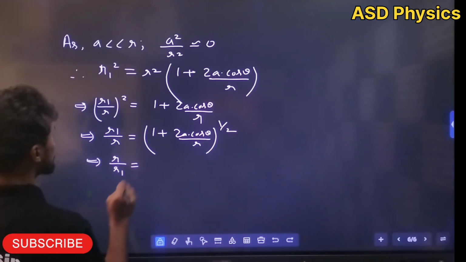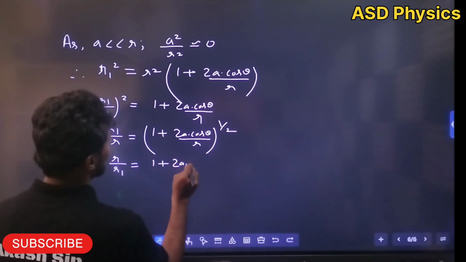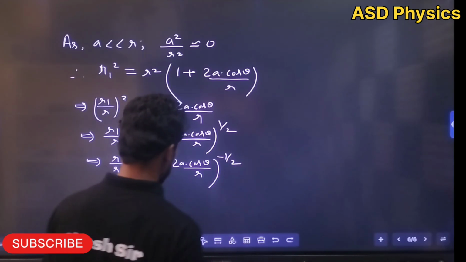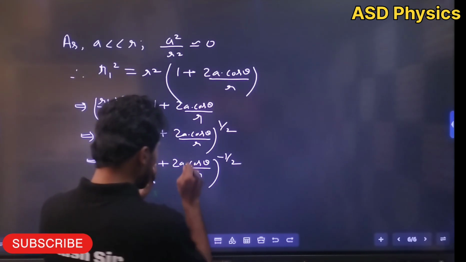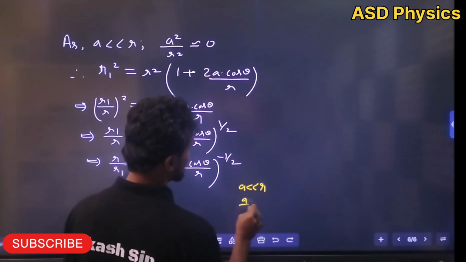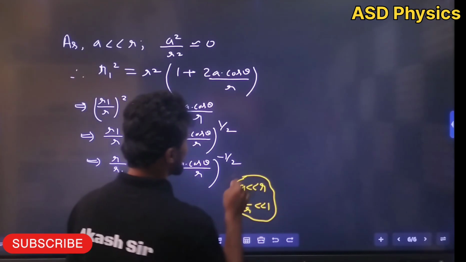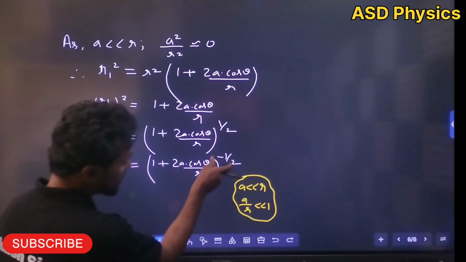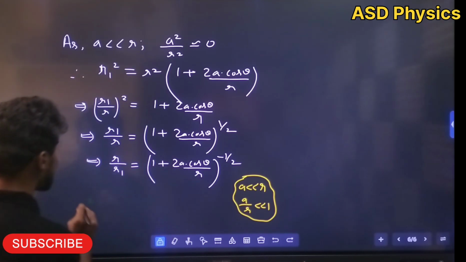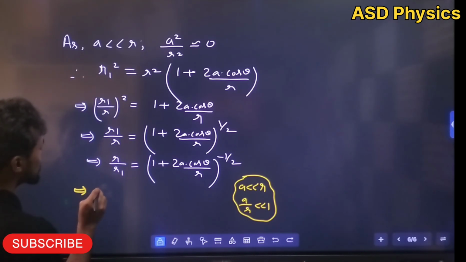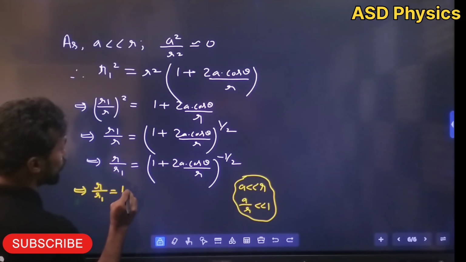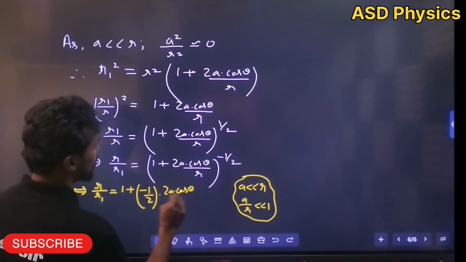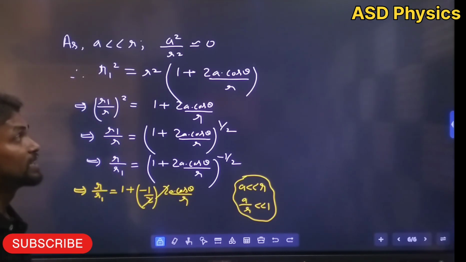Now reverse it. R by R1 will be (1 plus 2A cos theta by R) to the power minus 1 by 2. After that, you know very well that A is less than R, or we can say A by R is less than 1, so we can use the binomial expansion, as we are doing for the short dipole. The minus half multiplies in, giving R by R1 equal to 1 plus minus 1 by 2 times 2A cos theta by R. This 2 and this 2 cancel out.